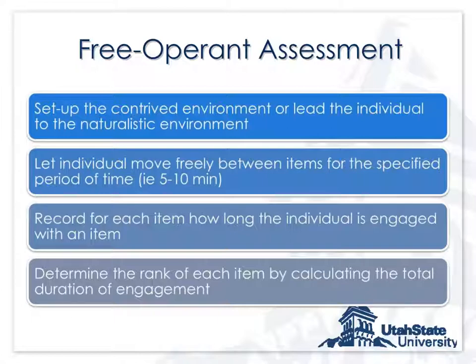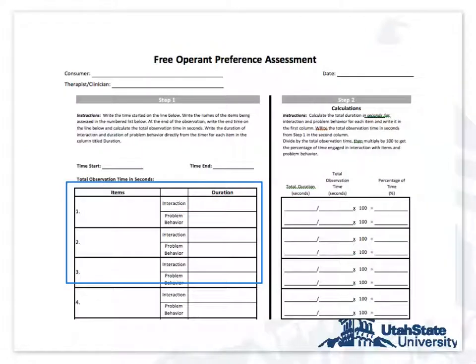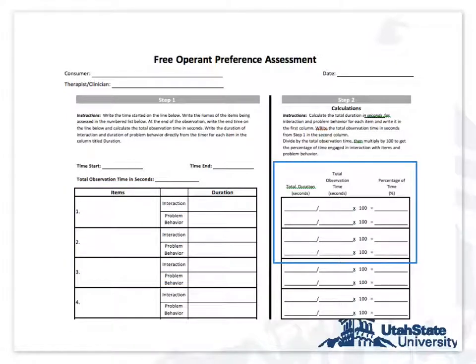Let the individual move freely between items for the specified period of time, and for each item, record how long the individual engages with it. To determine the most highly preferred items, you will rank each item based on the total duration of engagement. While performing a free operant preference assessment, use a form to indicate the name of the items as well as the total duration the individual has interacted with each item during the designated period of time. Determine the percentage of time the individual has interacted with each item in order to determine the most preferred items.